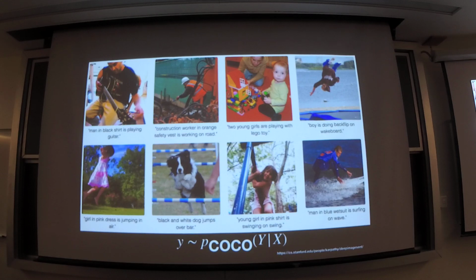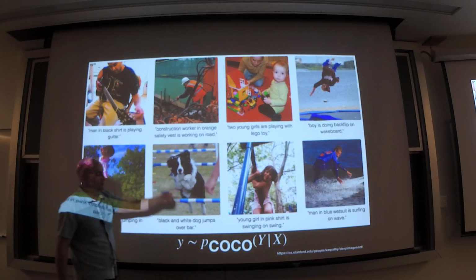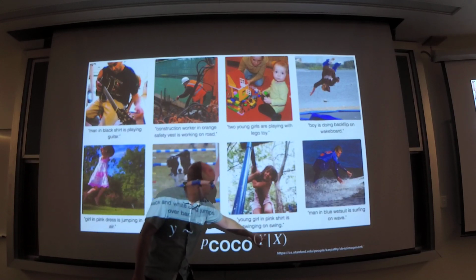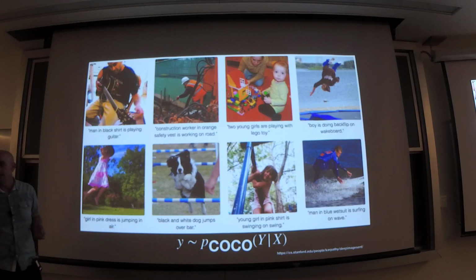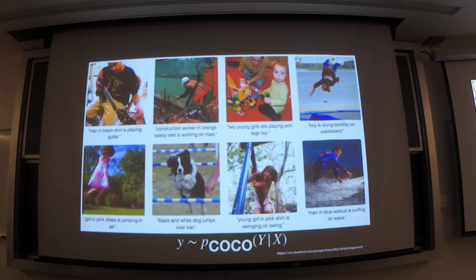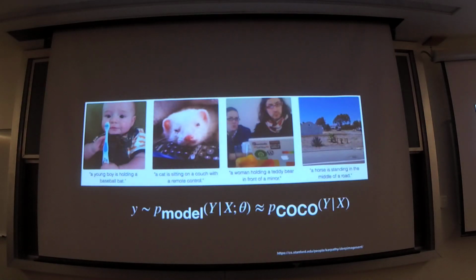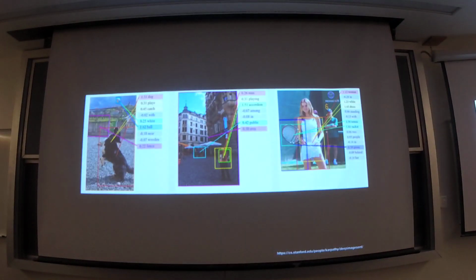This data set's called Coco. Microsoft curated it. What we're trying to do here is, given a configuration of pixels, the image X, we're trying to predict the features Y, which are in this case the words or the caption associated with the image.